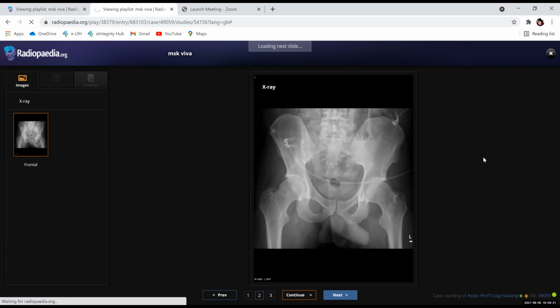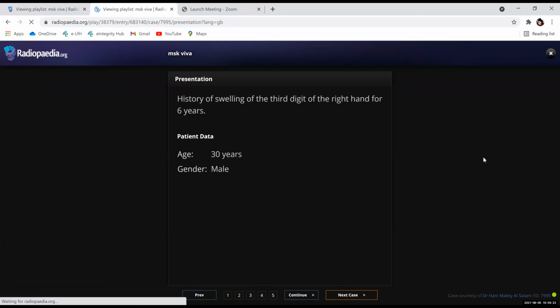You are clicking the right button. You can click the left mouse button. That's why that is coming. Yeah.